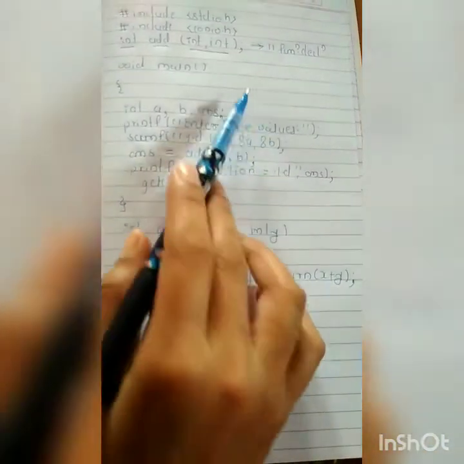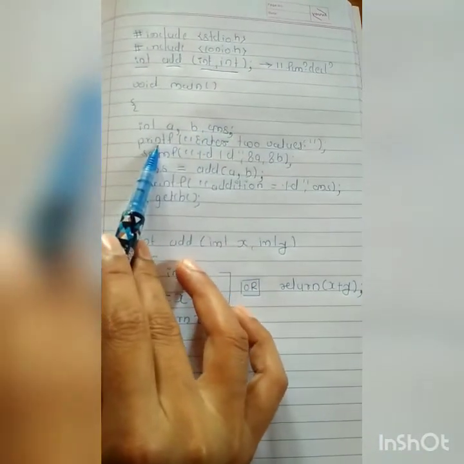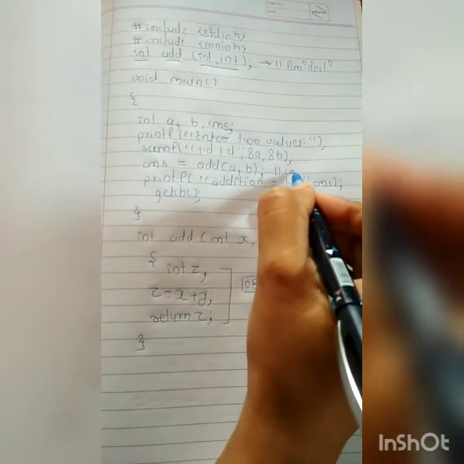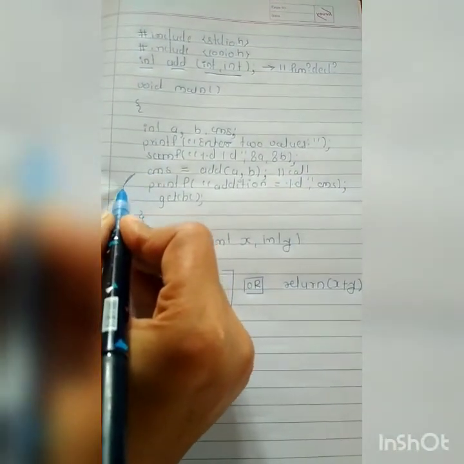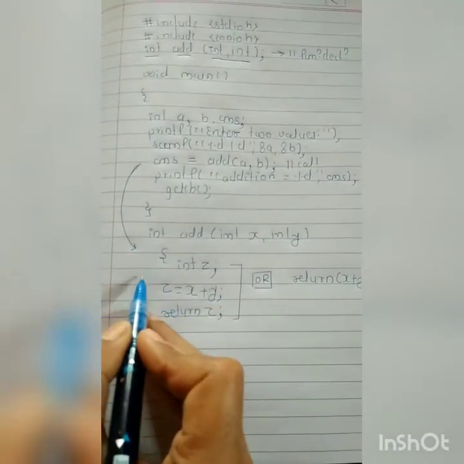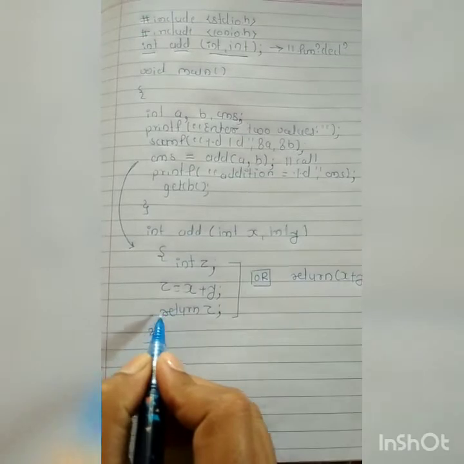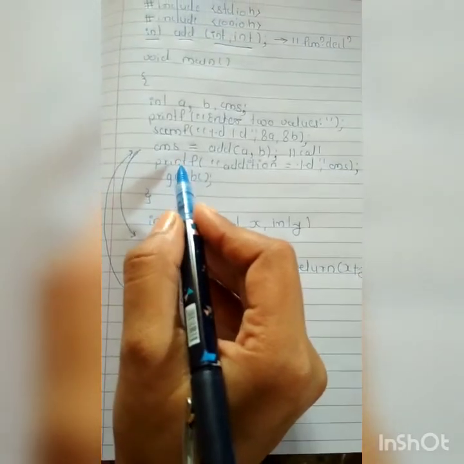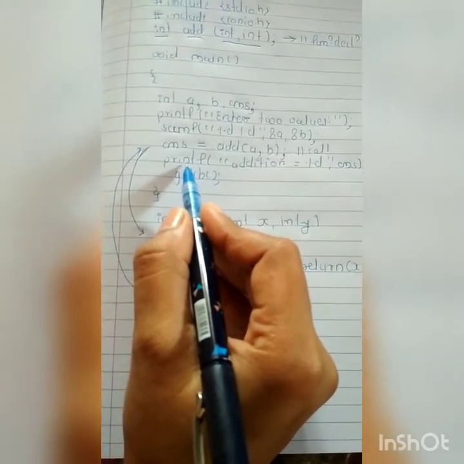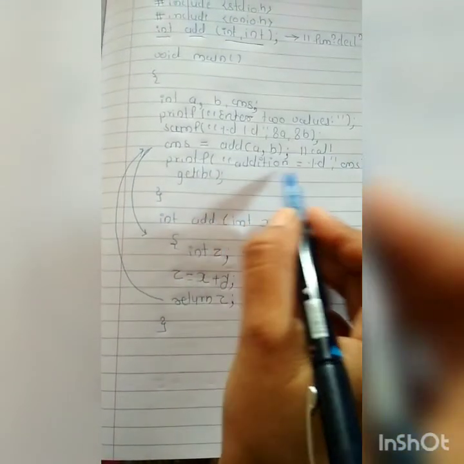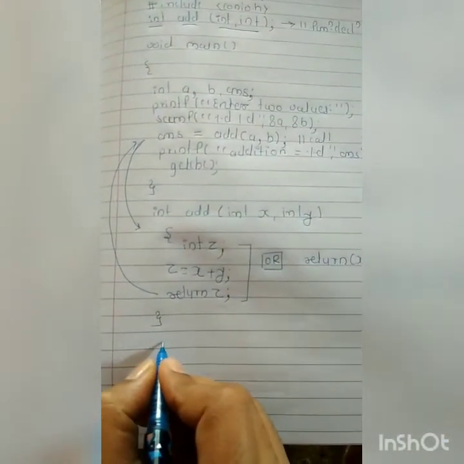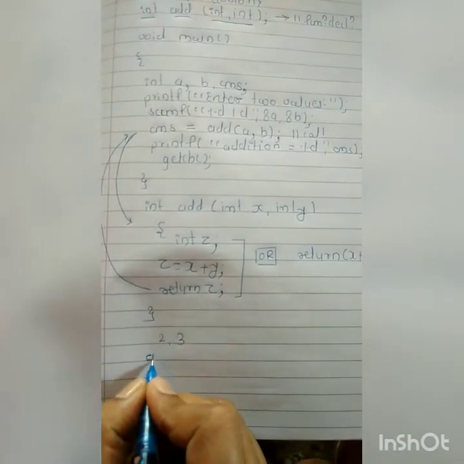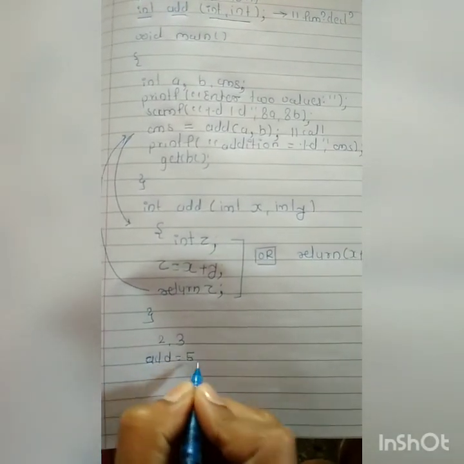In this example, after declaring the function, in the main section we enter two values. After entering two values, we call the function addition. After calling the function, the cursor goes to the function definition. In the function definition, we perform the operation and return the value to the called function. After that, execution continues and it prints the value. Suppose we enter two values, 2 and 3. The answer of addition is 5. Thank you.